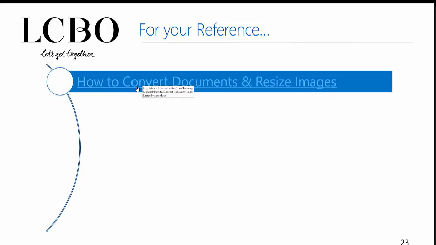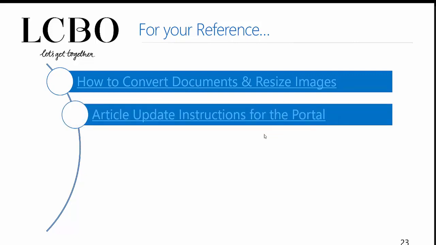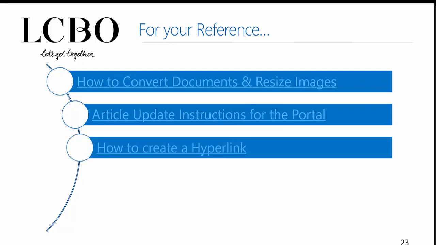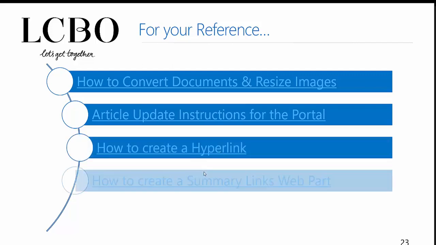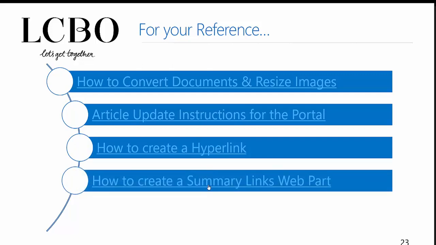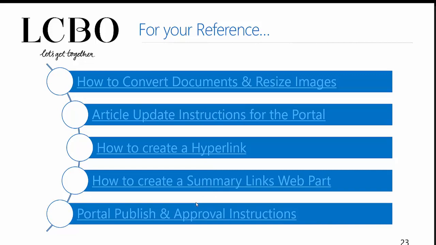So to wrap up, for your reference, there are some URLs I wanted to provide, and these are easily available to you. There's a URL on how to convert documents and resize images. There's a URL on article update instructions from the portal. That also is a separate session which has been recorded for your viewing information. There's one on how to create a hyperlink. There's how to create a summary links web part on your web page. And there's also portal publish and approval instructions.